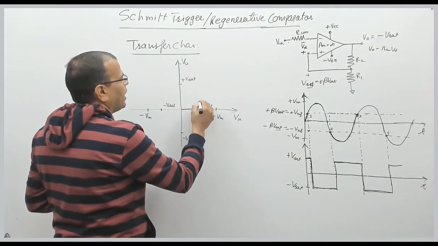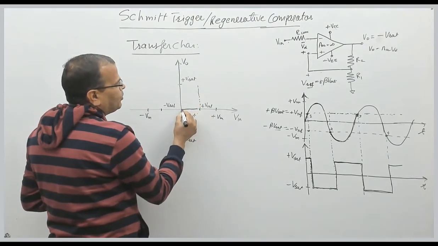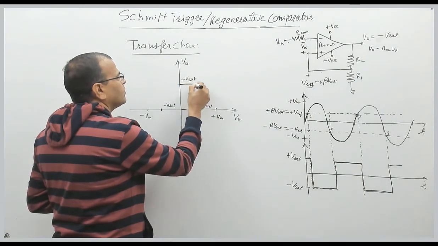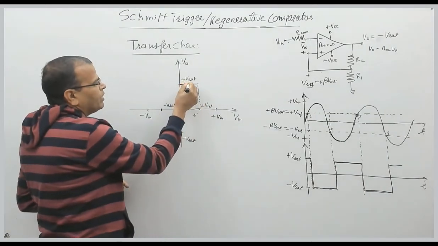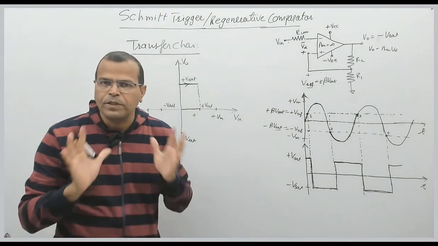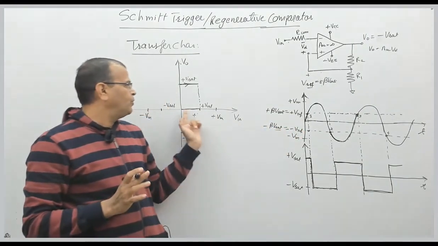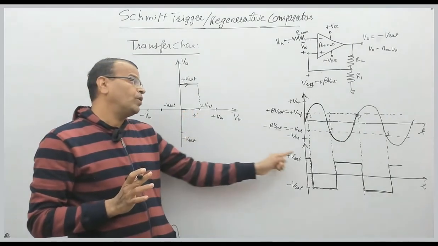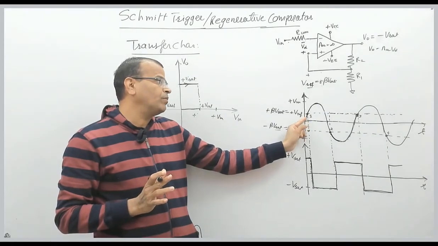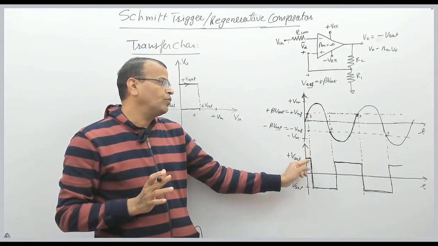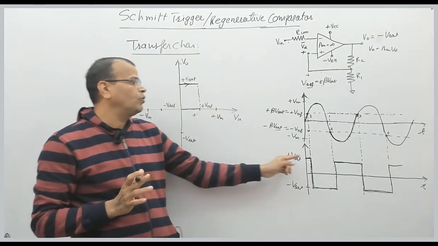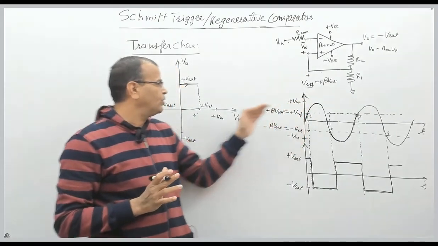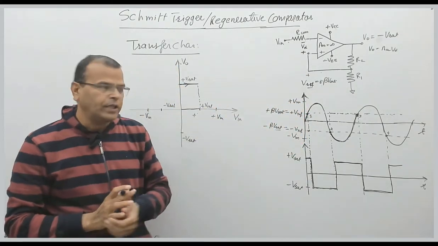Up to this point, when I am varying input voltage, your output voltage is plus Vset. So I am going this way. I hope the concept is clear. You are starting from 0, going up to plus Vref. Output voltage for this period, when input voltage is varying from 0 to plus Vref, is plus Vset. You are going in the positive direction, right?